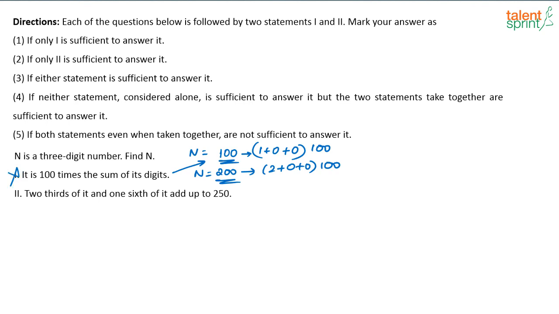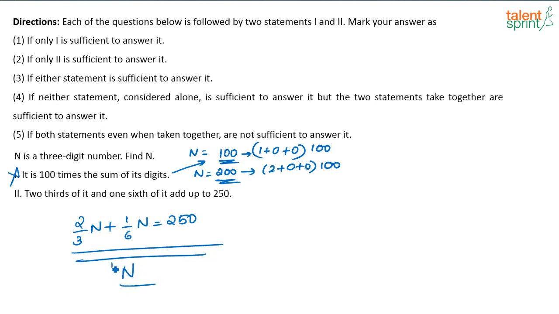Now let us look at statement 2. What does statement 2 say? 2/3 of the number plus 1/6 of the number is equal to 250. Definitely if you solve this, you will get the value of N, and that will be a unique value, right? So very clearly I can say that using statement 2 alone, I will be able to arrive at the answer. So what is my answer? Option 2, if only 2 is sufficient to answer it. Yes, 2 alone is sufficient to arrive at the answer.